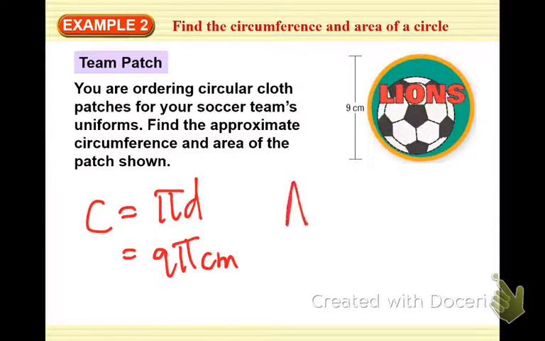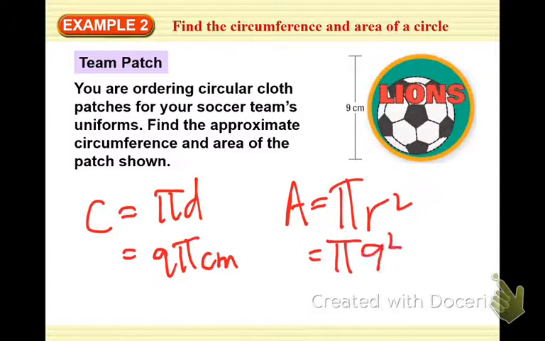Area. What's the formula for area? Yes. Pi r squared. So it's going to be pi times 9 squared, which is equal to 81 pi centimeters squared. Make sure you square your units for area. If you just put centimeters, there'll be a small deduction, maybe a half point, because there's a difference between 81 pi centimeters and 81 pi centimeters squared. So make sure you square the units.